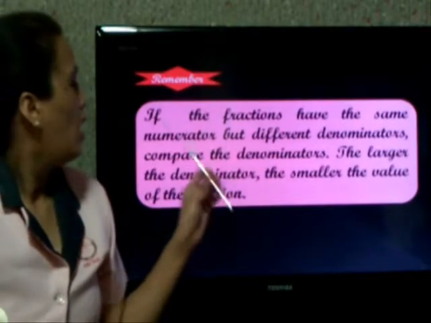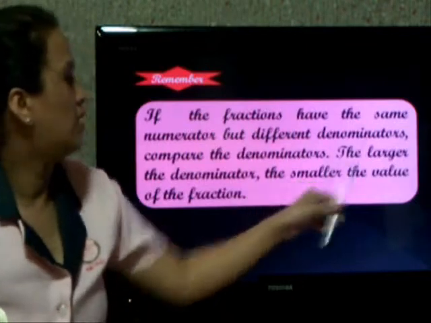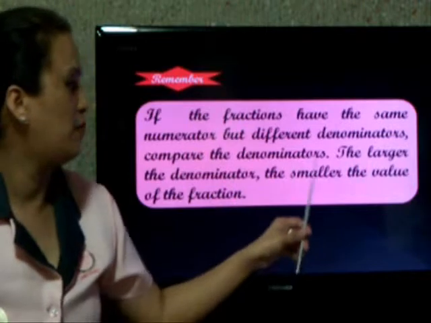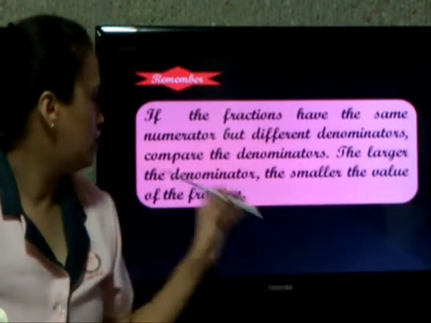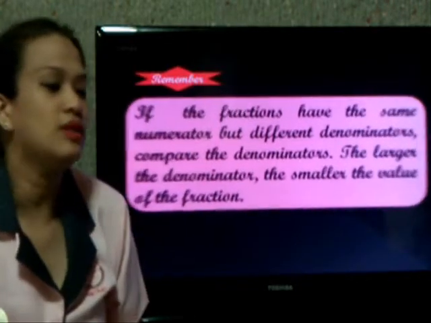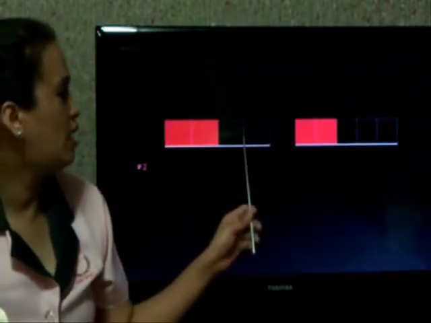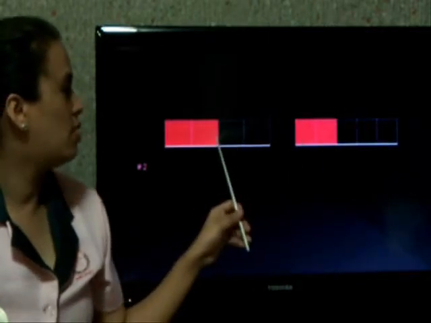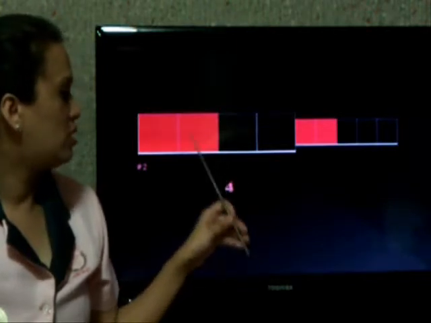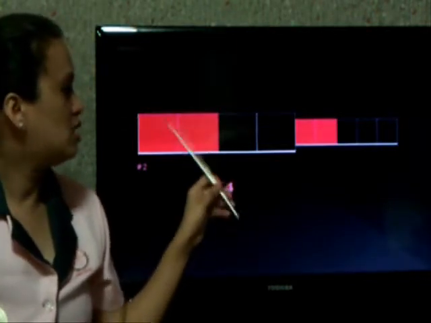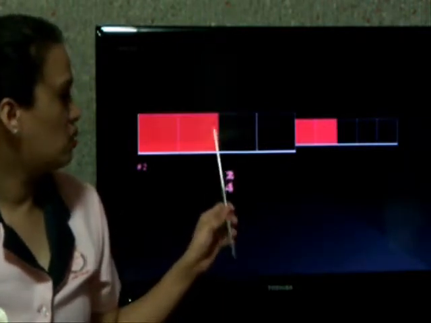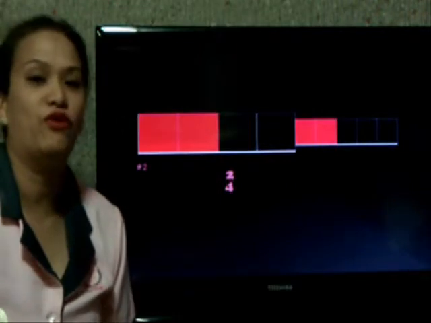Now, if the fractions have the same numerator but different denominators, compare the denominators. Then the larger the denominator, the smaller the value of the fraction. So we have an example here. We have 2 bars. The first bar is divided into 4 pieces. So the denominator is 4. And you can see that 2 parts of it are shaded. So the numerator is 2. So we can say that this bar is 2/4.